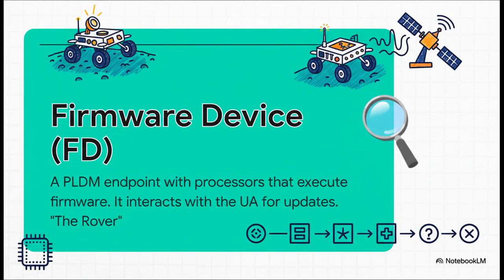And this is our rover. It's the firmware device, or FD. This is the actual piece of hardware out in the field that's about to get that brain upgrade. Could be a network card, a storage controller, really any smart component. It's the one getting those critical instructions from mission control and then carefully performing the update on itself.